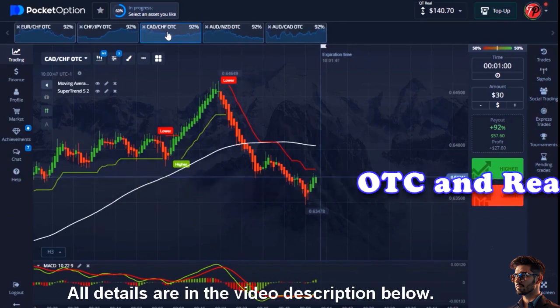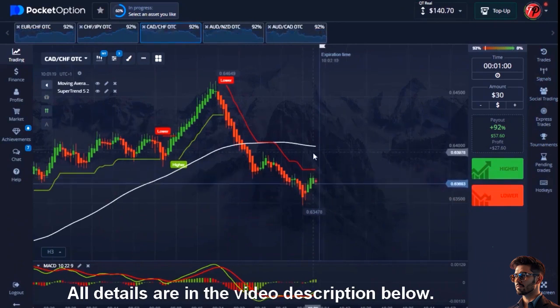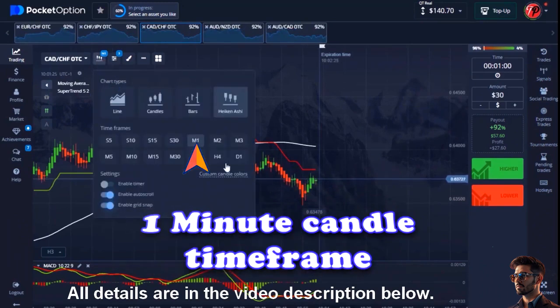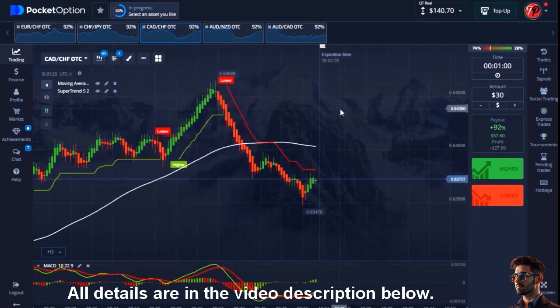So I'm going to trade them all together. I'm going to trade OTC and the real market at the same time, right? It's a 1 minute trade time strategy, and I use a 1 minute candle time frame as well, with Heikin Ashi candlesticks. So that's pretty much all you have to do.